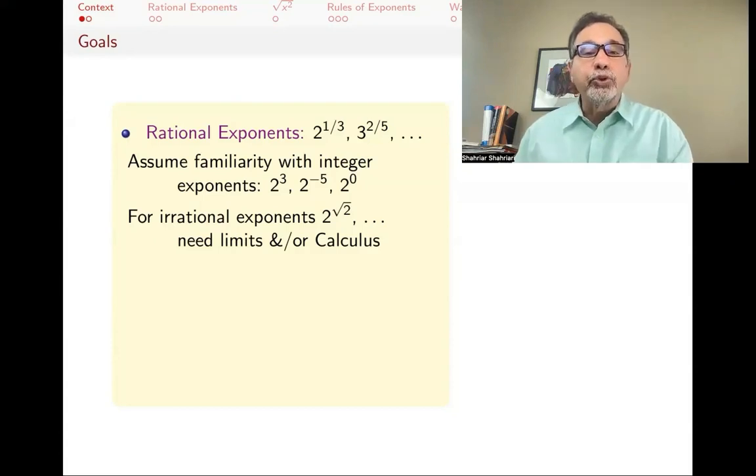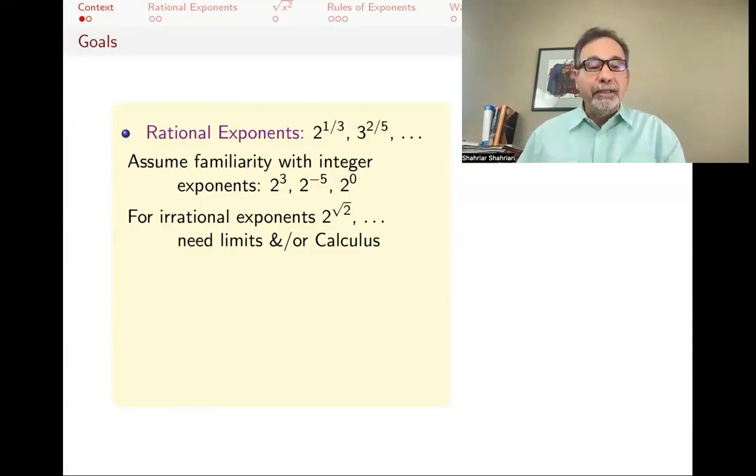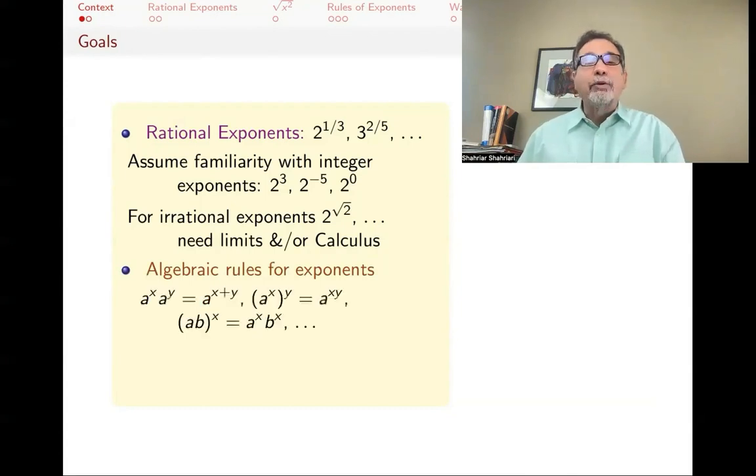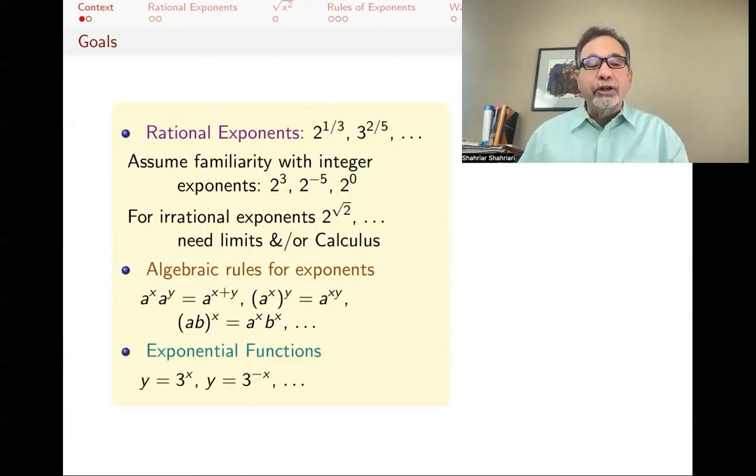What does something like 2 to the square root of 2 or 2 to the pi mean? We will also talk about algebraic rules for exponents, which are basically the same as the ones for when the exponents are integers. And we will briefly mention exponential functions.